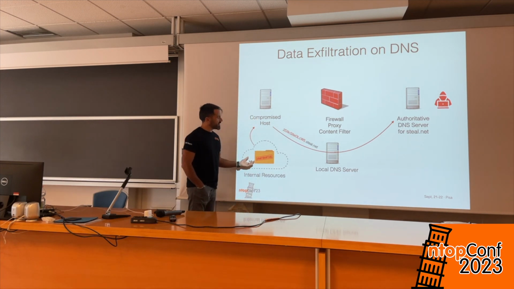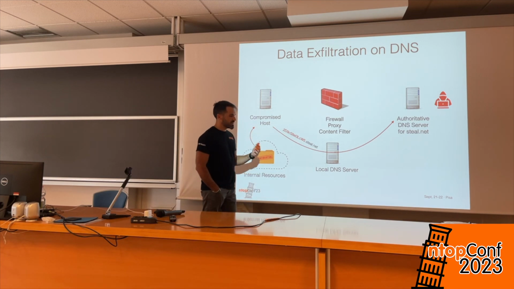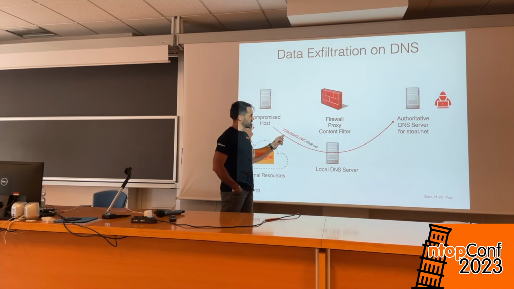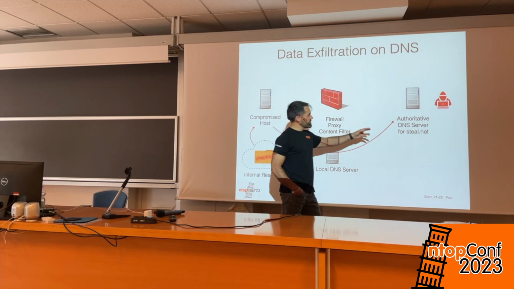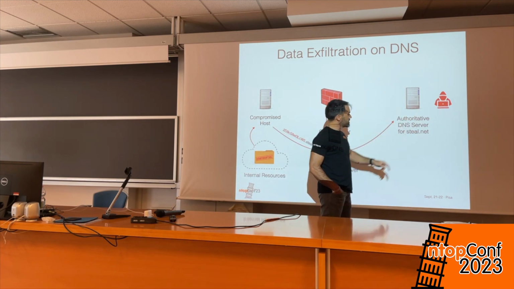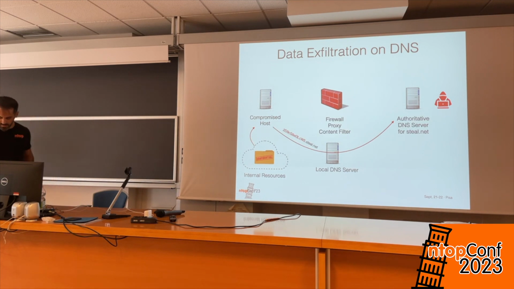So for instance, we have a file, this is compressed or something, encoded using base64, for instance, and exported to the DNS server, which is driven by the attacker. Is it all clear?